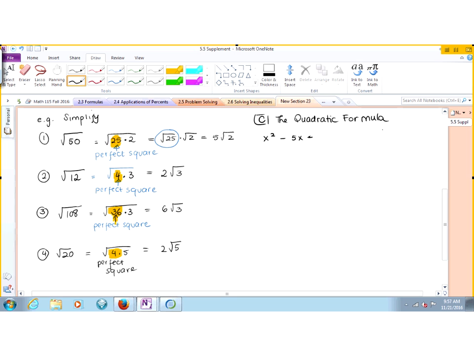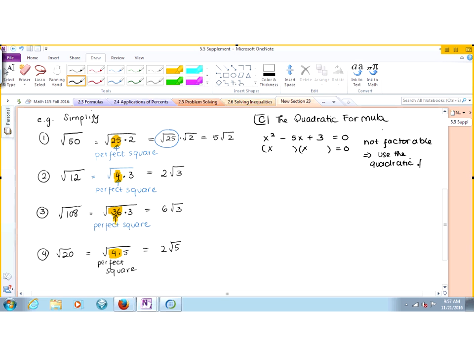So suppose you have x squared minus 5x plus 3 is equal to 0. Can you factor this? Is it factorable? No, right? Okay, try to factor this. Is it factorable? No, this is not factorable. So this is when we should use the quadratic formula. Quadratic formula works for all. So use the quadratic formula.